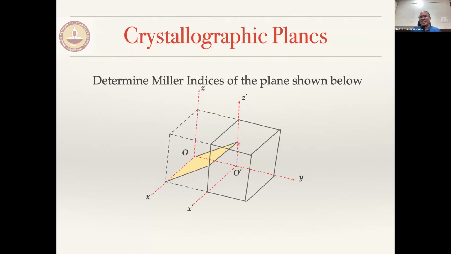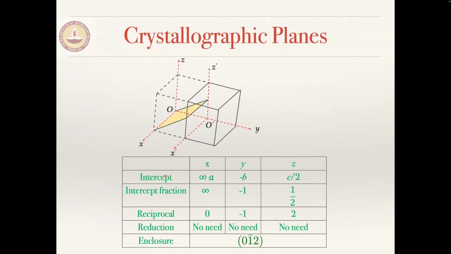It is intersecting the z-axis at 1/2. The x-axis it is parallel to, so it is infinity. Y-axis is minus 1. Z-axis is 1/2. Correct? The reason we take the reciprocal is because of the infinity coming in. So the reciprocal of infinity is 0, then 1, then 2.